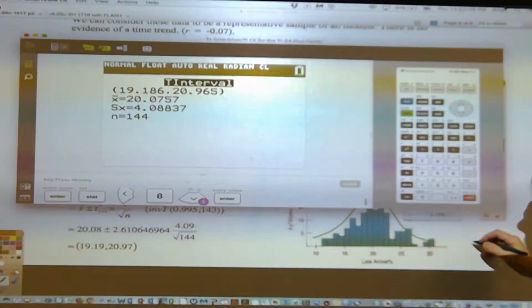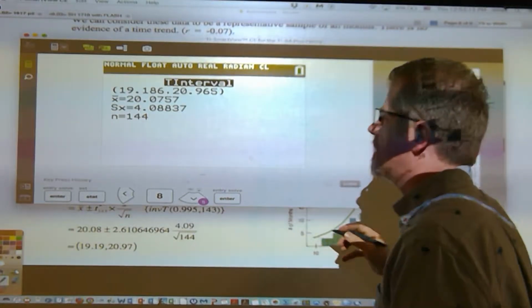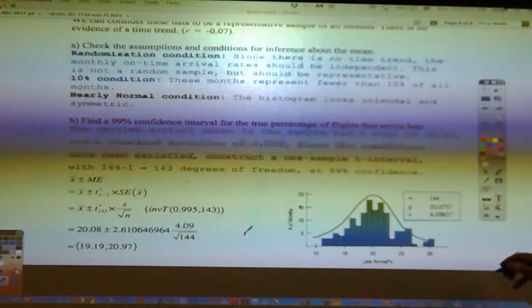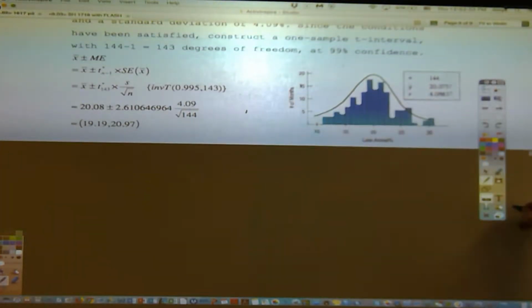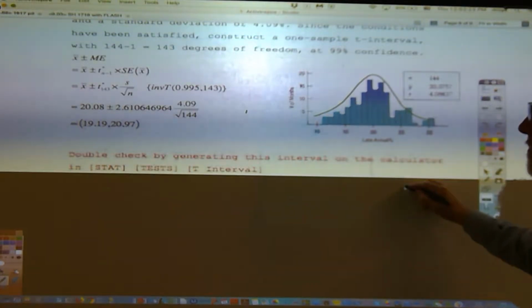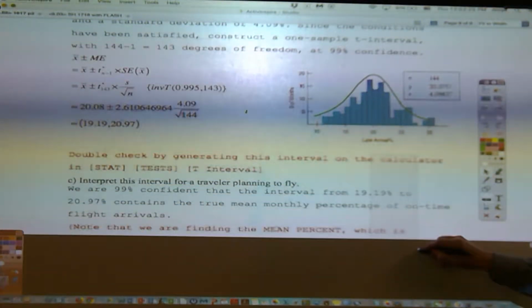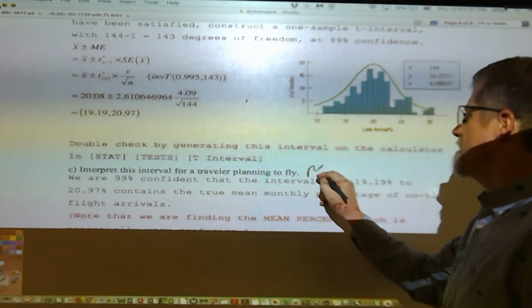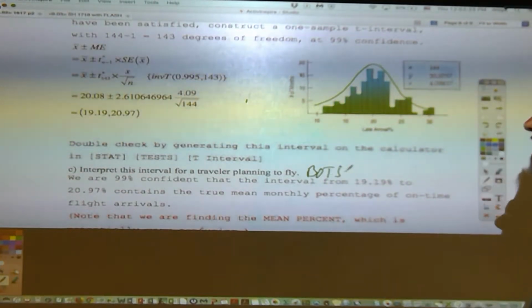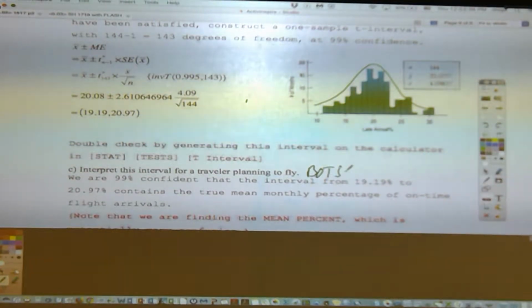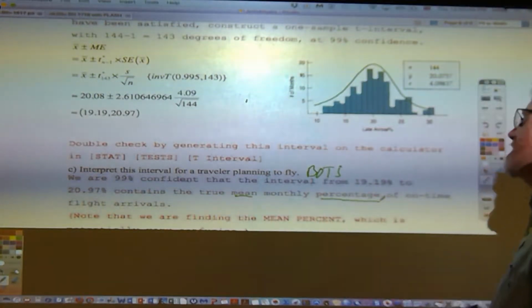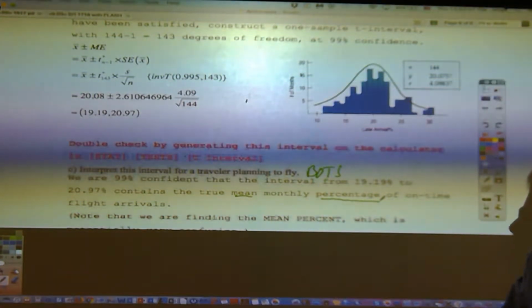So this is where we left off class on Wednesday, the last time we met, and sure enough, the confidence interval is, just as it says here, 19.19, 20.97. So Stat Test 8. Interpreting that interval, actually, the box statement is left out, so let's put that in. Based on the sample, we are 99% confident that the interval from 19.19% to 20.97% contains the true mean monthly percentage of on-time flight arrivals.